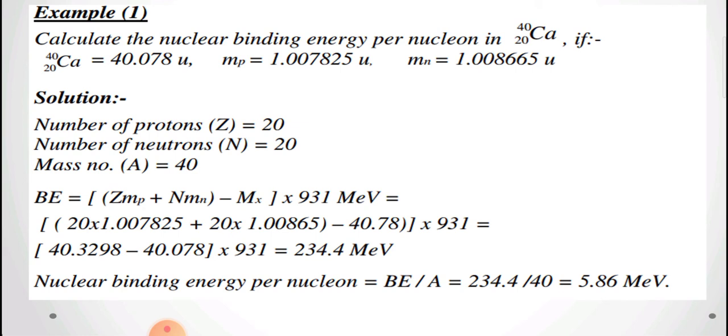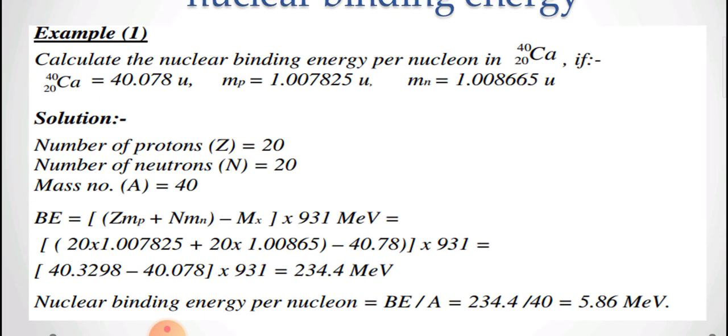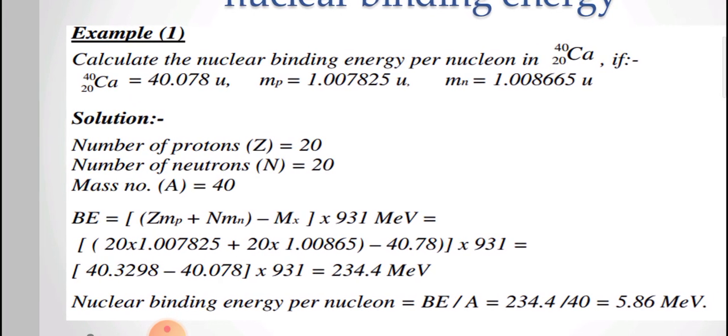Nuclear binding energy per nucleon equals BE over A, where A equals the mass number. 234.4 over 40 equals 5.86. Okay?